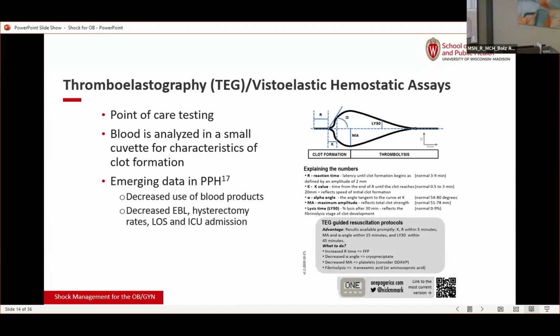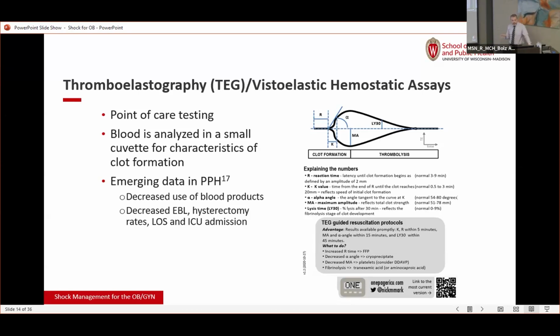And then the other value that you should pay attention to is this max amplitude here, okay? That's really showing the strength of the clot before you get to thrombolysis. And if the clot's not very strong, they need more platelets, because platelets are the backbone of building a clot, okay? So those are the two main ones. If you want a quick and dirty way to do this, if you have a low max amplitude, give them more platelets. If they have a long R time, give them more FFP.